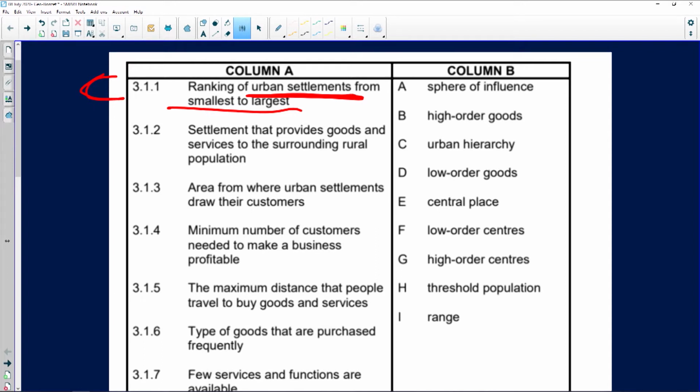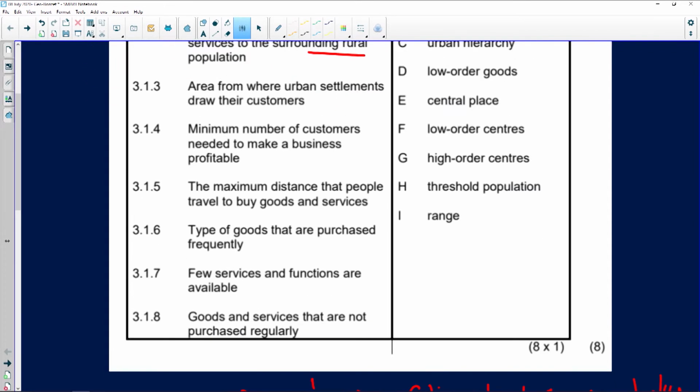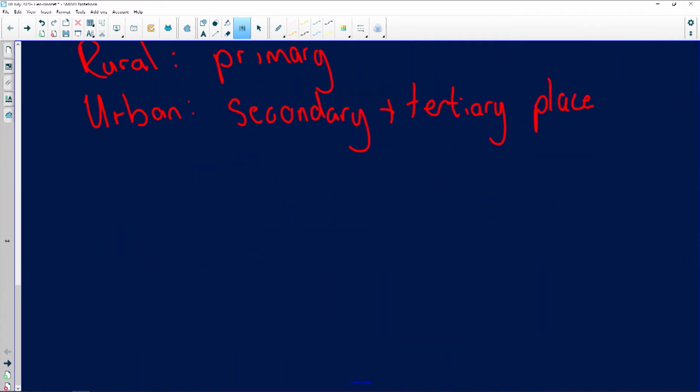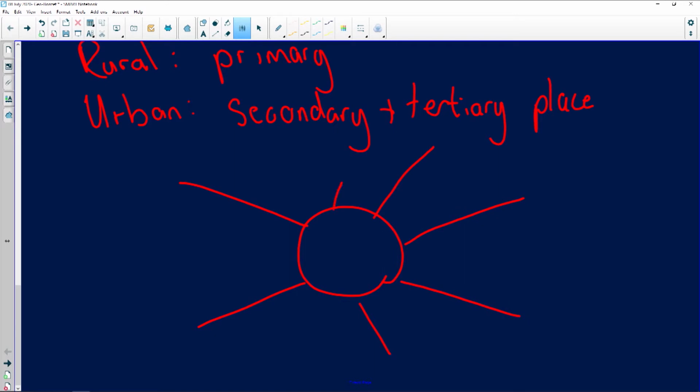Now, if you look at question 3.1.2, it's a settlement that provides goods and services to the surrounding rural area. Now, for this settlement, if I can just draw a diagram, we've got a small settlement over here. All around this settlement, we have farms.